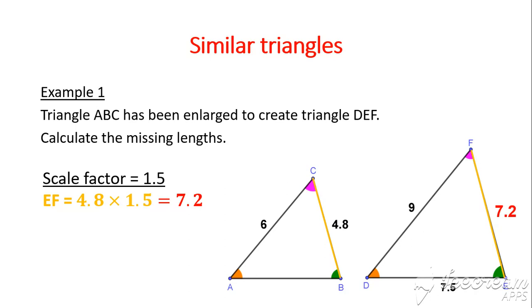But when we're coming backwards from a large triangle back to a small triangle, to work out the length of AB, we need to divide it by the scale factor to bring it back to a smaller size, which is 5.